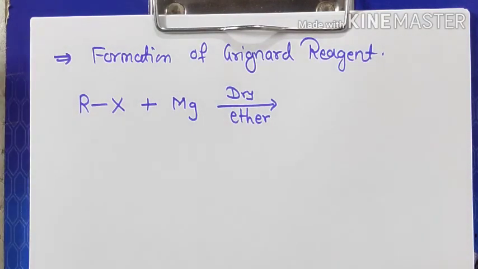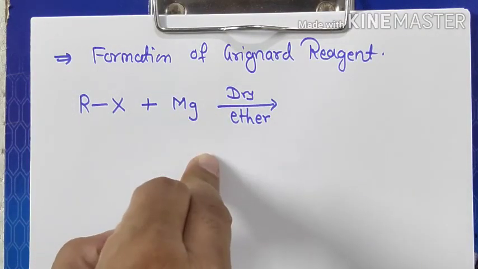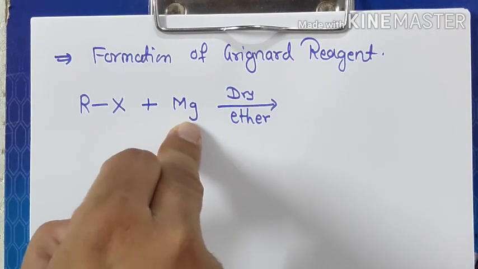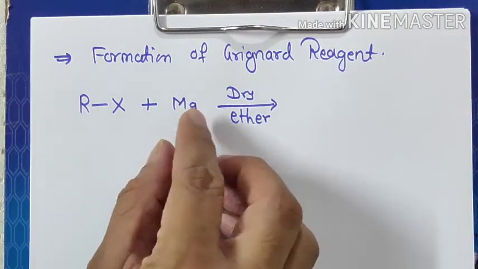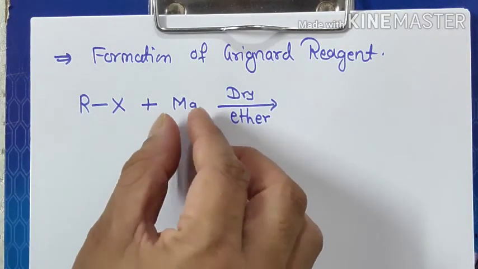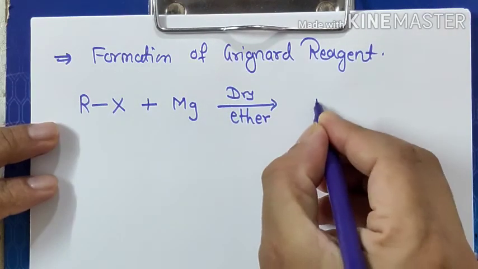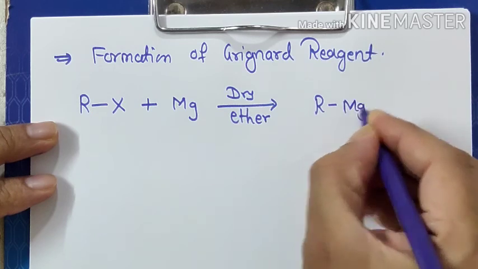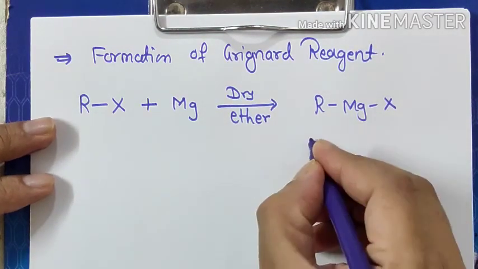Okay, and why do we do that? We do that because if water is present, then the reaction will take place with water and not with this magnesium, and that's the reason we remove that water. Now what is going to happen? This magnesium will come between these, and it results in the formation of RMgX.